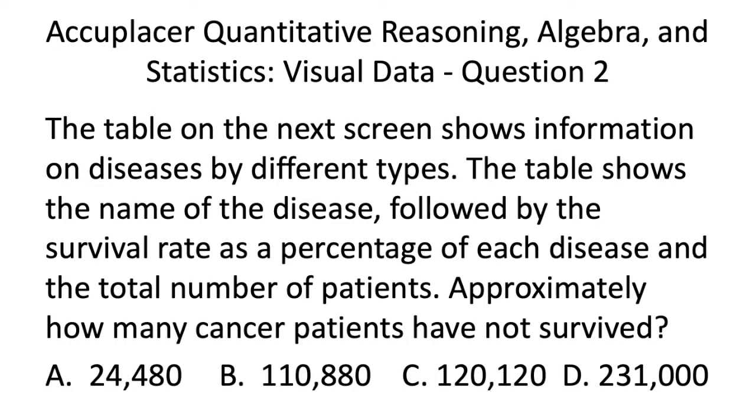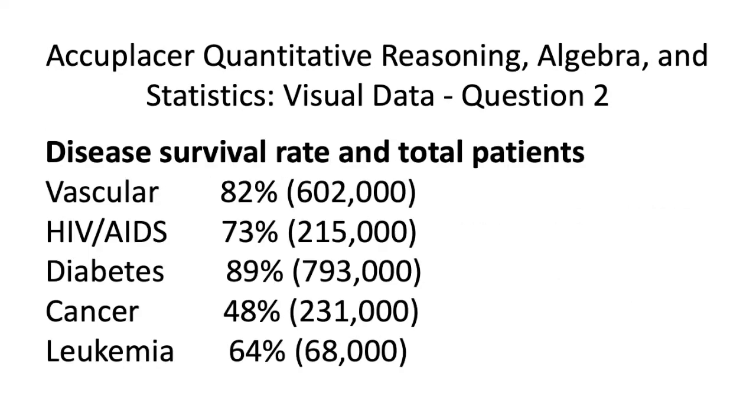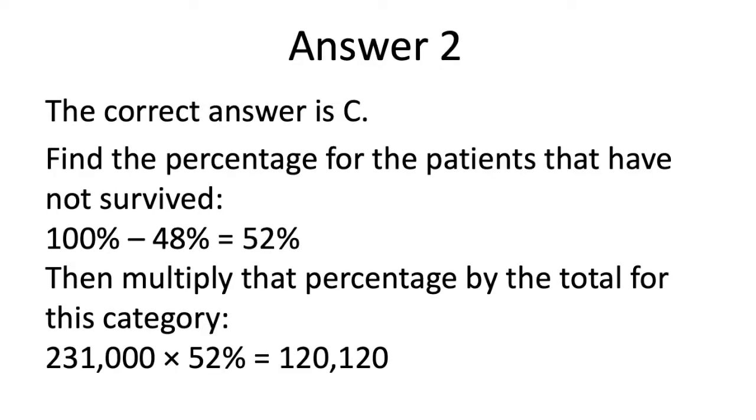Here is the Accuplacer QAS Visual Data Practice Question 2. Now pause to read the question below. The chart is shown on the next screen. Here is the chart for question 2. Now pause to answer the question. Let's go to the answer to question 2. The correct answer is C. Now pause to study the solution.